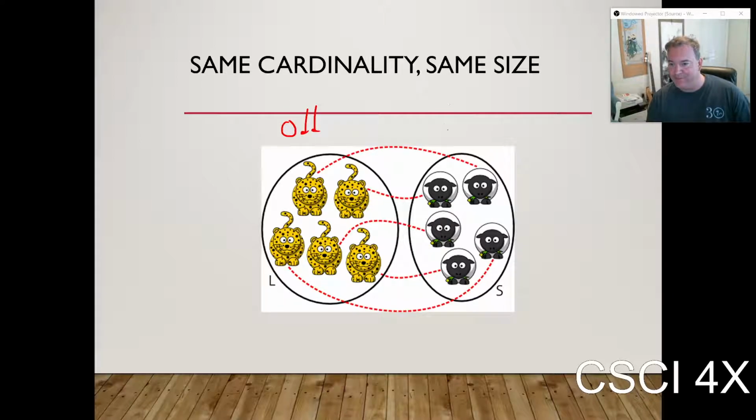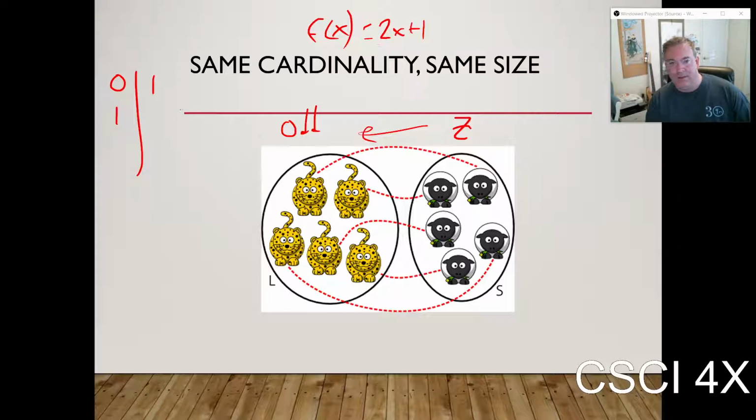We have odd numbers here. We have all integers here. Is there a way of making a mapping between odd integers and integers? And in fact, there is. It's easier to do it this way. You just say 2x plus 1, right? So if you push in 0 as the input, you get 1 as the output. If you push in 1 as the input, you get 3 as the output. If you put in 2 as the input, you get 5 as the output, right?